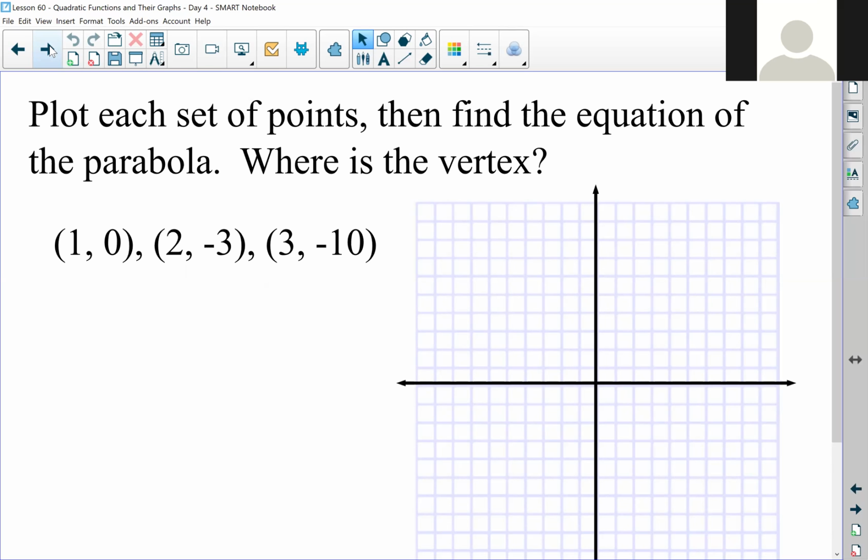In each problem, you're going to be asked to plot the points, then find the equation of the parabola and tell where the vertex is. So hopefully plotting the points goes pretty easy.